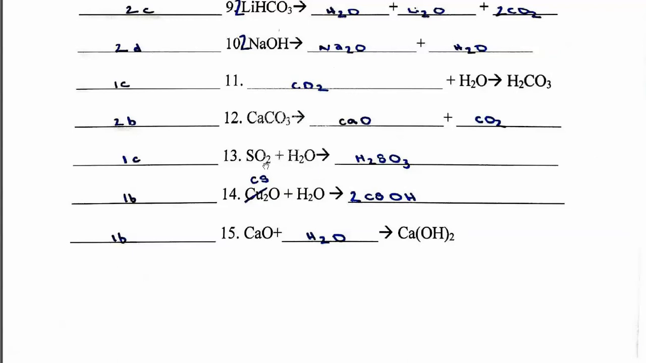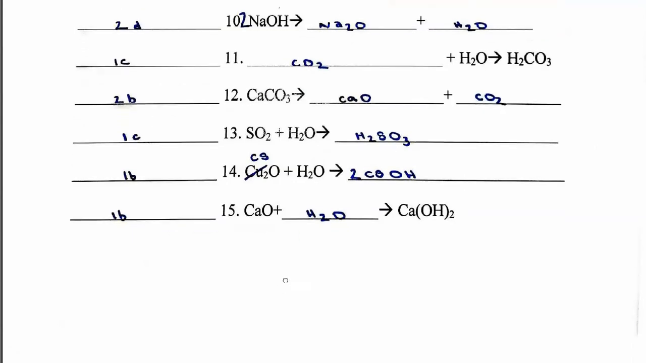13 is a 1C. I have a nonmetal oxide and water together. When they combine together, they make an acid. Remember, an acid, the order, it's hydrogen, then your nonmetal, then oxygen. So you have H2 right there, then your sulfur, and then O. There's 1 here, there's 2 here, so 3.